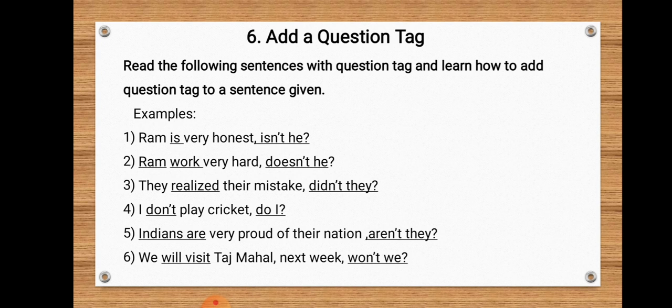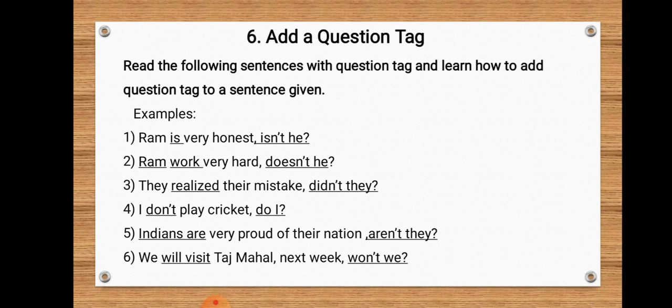"Ram is very honest." Here is is used, so "isn't he?" because the tag will be negative. The sentence is affirmative, so the tag will be negative. "Ram works very hard." S is there, so "doesn't he?" "They realized their mistake." See, here it is past tense, so "didn't they?"